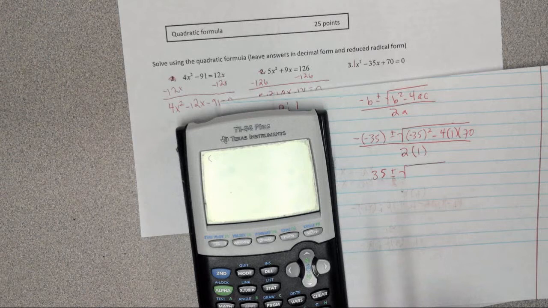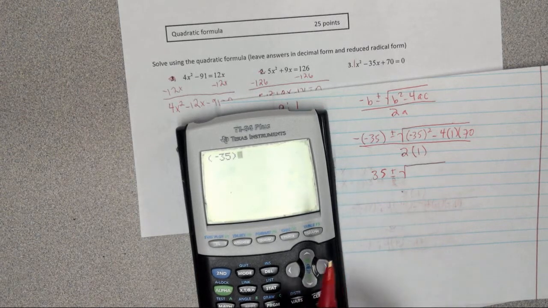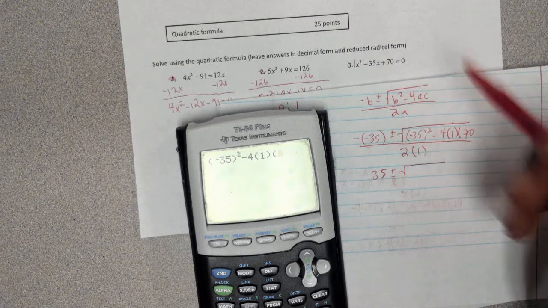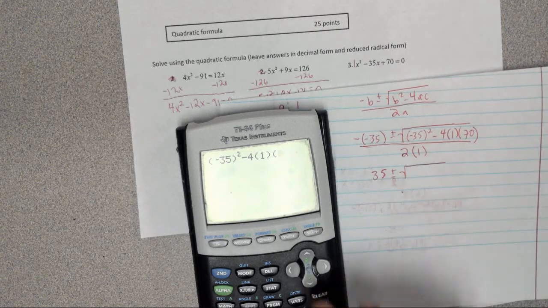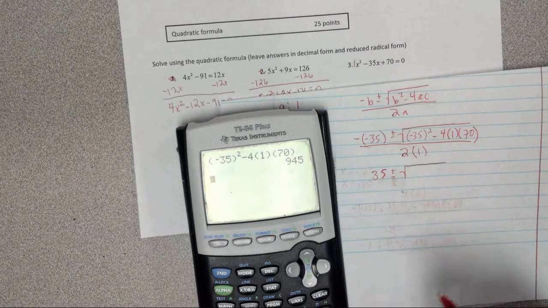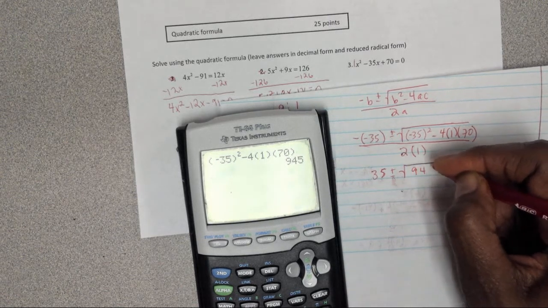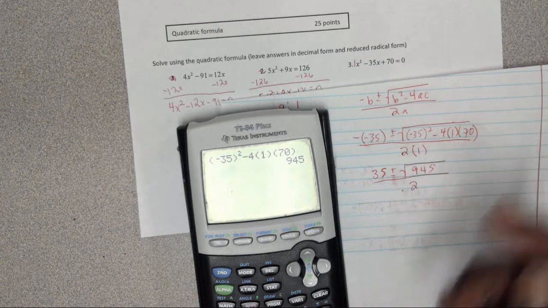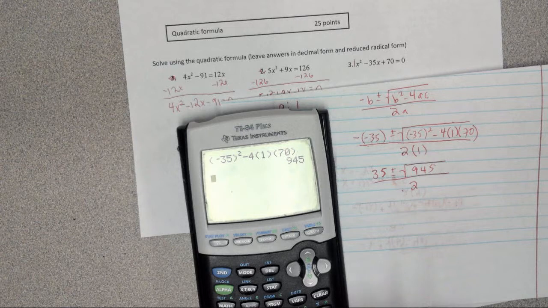Open parentheses. Negative 35, close parentheses. Squared. Minus, in this case, because it's between numbers, it's going to be a minus. 4, open parentheses 1, close parentheses, open parentheses 70. Oh, I always forget to close this. Times 70, close parentheses. Let's see what we get. 945. All over 2.